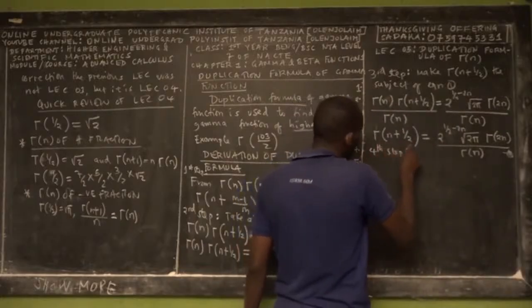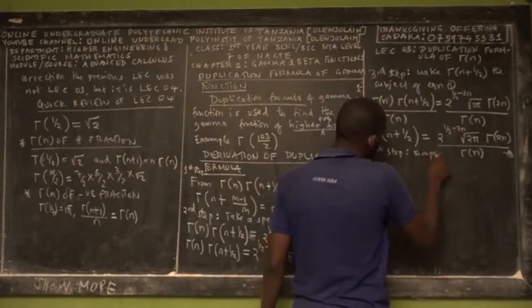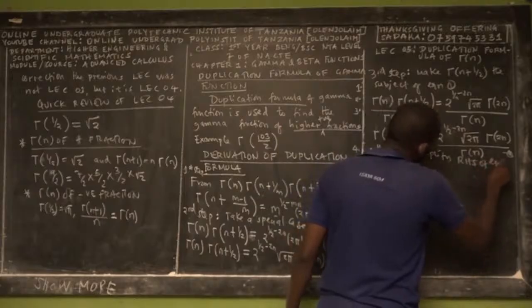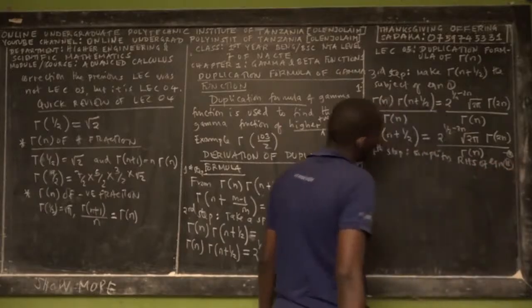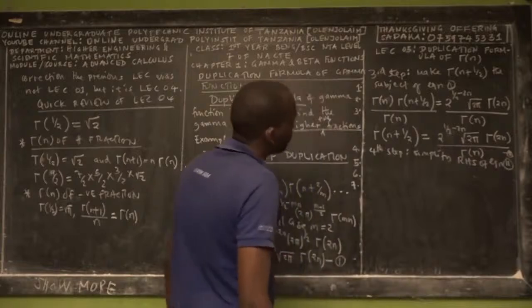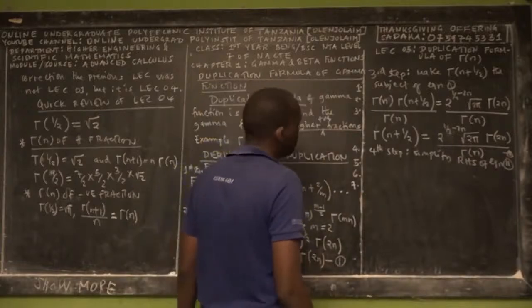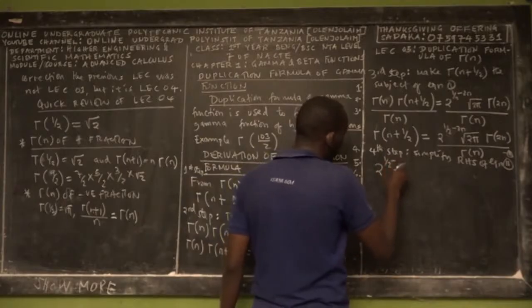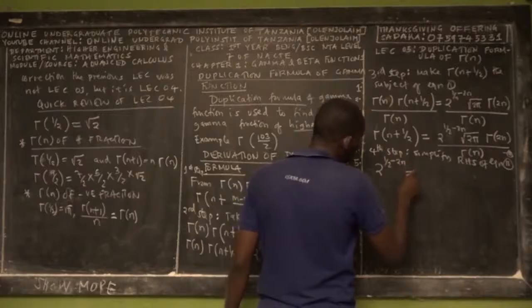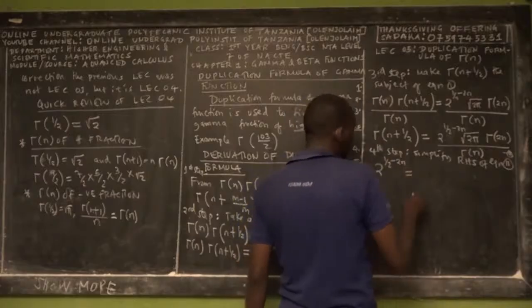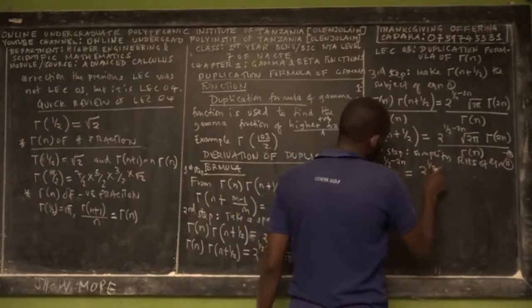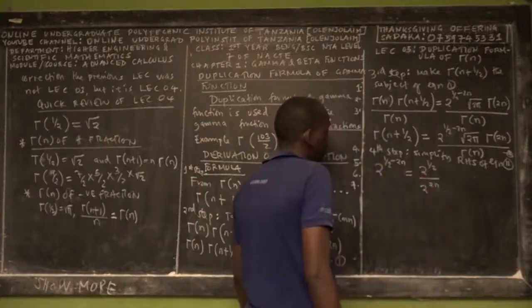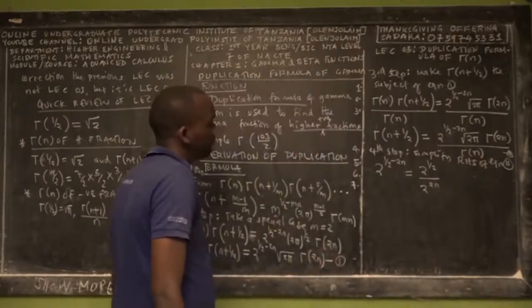So the first step, you can simplify the right hand side of equation 2. To simplify the right hand side of equation 2, we have 2 power half minus 2n. This is equal to what? 2 power half over 2 power 2n. Right?